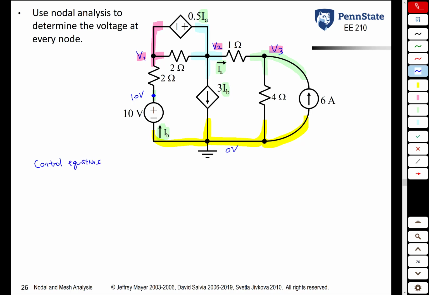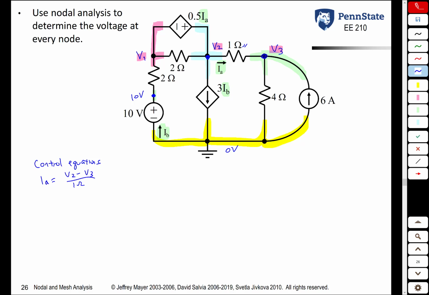We want to express both IA and IB in terms of V1, V2, and V3. So let's look at IA first. You could use Ohm's law. The current through this 1 ohm resistor here is what? IA is equal to what? The voltage at the coming from point minus the voltage at the going to point divided by the resistance. So IA is just V2 minus V3.